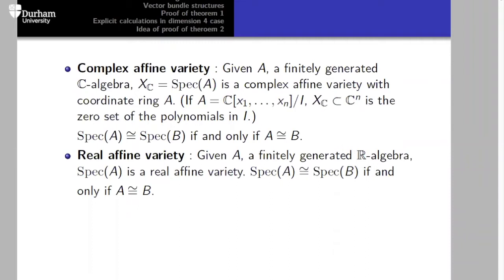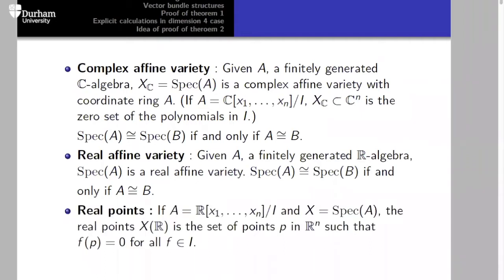Now, there's a difference here because in spec A, there are two different kinds of points. There are real points, and there are pairs of complex conjugate points. Real points are going to be a subset of Rn, and if I look at the ring generated by n variables over R, and I look at spec, the real points of X will be the points in Rn such that all the relations defined in I are zero on this point. So three different objects, okay?